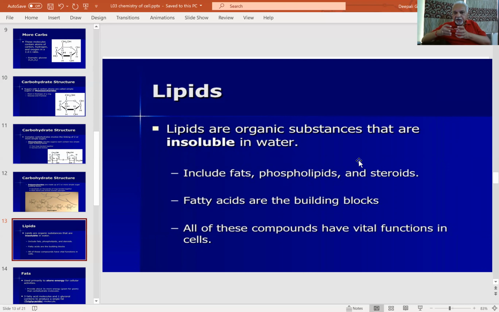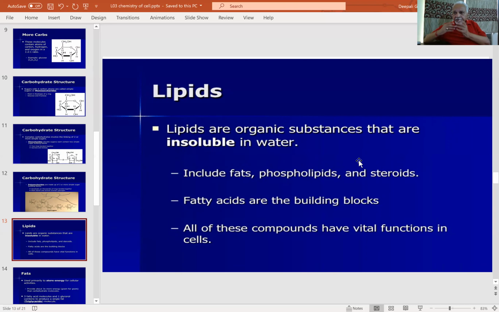So lipids are again a very important organic compound which constitutes cells, starting from bacteria to humans. You have to keep this in mind. I'm repeating time and again that macromolecules like carbohydrates, lipids, proteins, and nucleic acids are seen from bacteria to human beings.